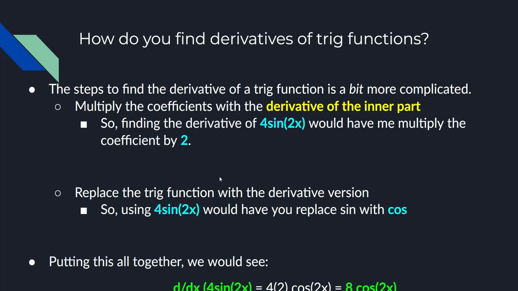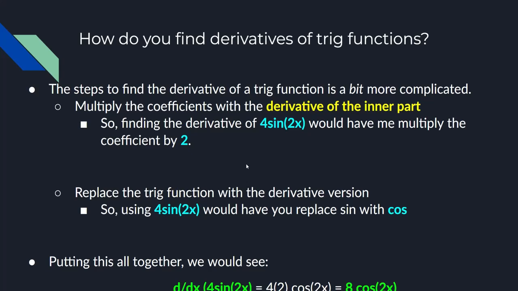So putting this all together, if I want to take the derivative of 4 sine 2x, I multiply the 4 by 2 to get 8. I replace the sine with cosine to get 8 cosine 2x. Notice that the inner part does not change in here. I don't do the same thing as with the polynomial, where I subtract 1 from the exponent or change anything. It stays the same. The only thing that changes is the coefficient and what the trig term is.